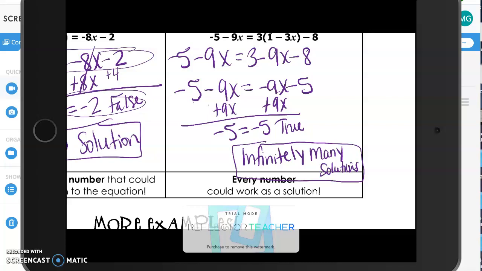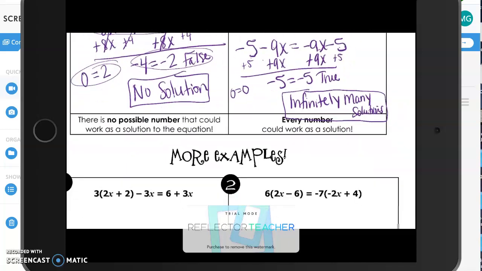If you did do the shortcut and added 5 to both sides, you would get 0 equals 0, which is also true. So again, whether you recognize it right all the way up here, or you actually solve to get a true statement, either way, you have infinitely many solutions.